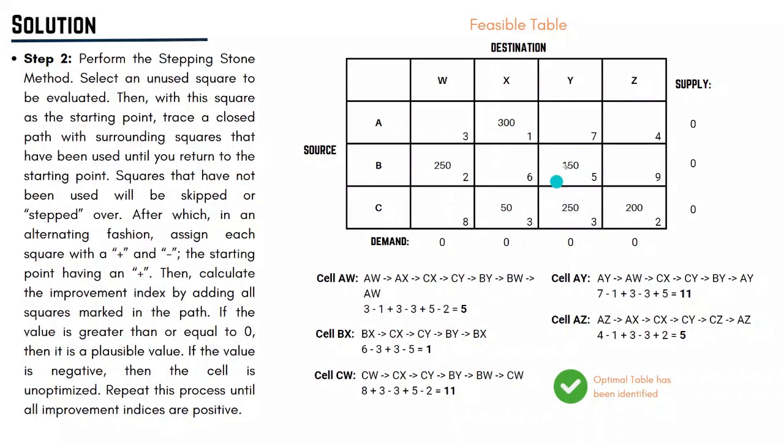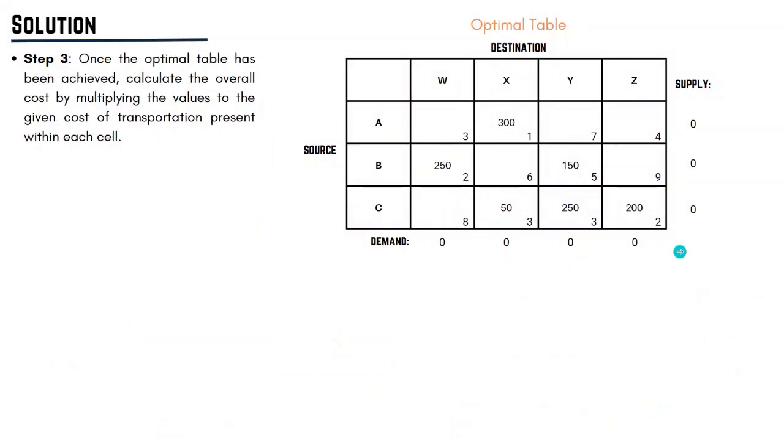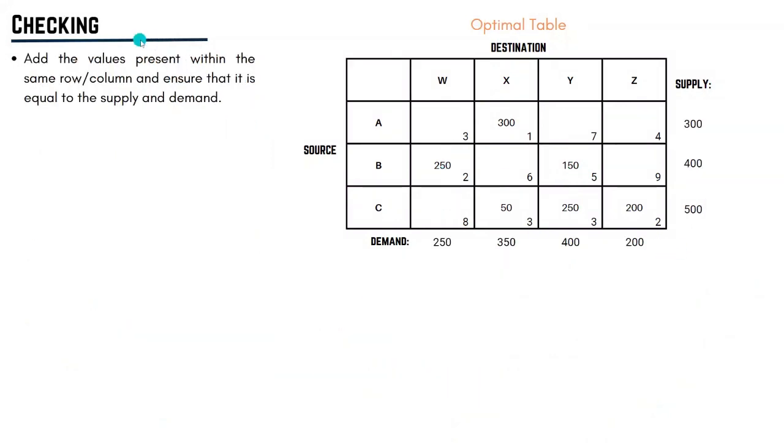But to ensure that this is indeed a correct table, we can do a checking first. To do this, we must add the values present within the same row or column and ensure that it is equal to the supply and demand. So for column W, we have 250 on it, and it is equal to the demand of column W. For example, let's go to row A. Row A only has 300, which is equal to the supply of 300, so that's good.